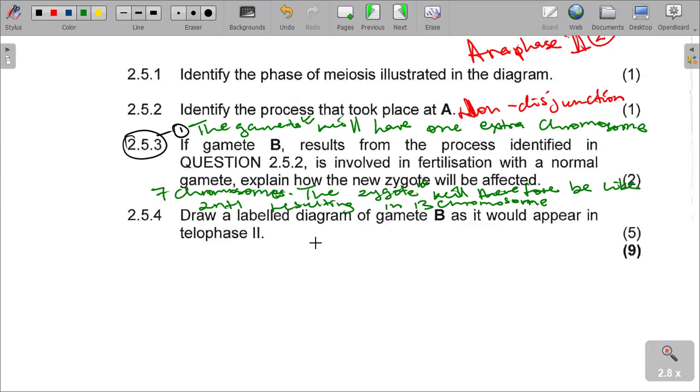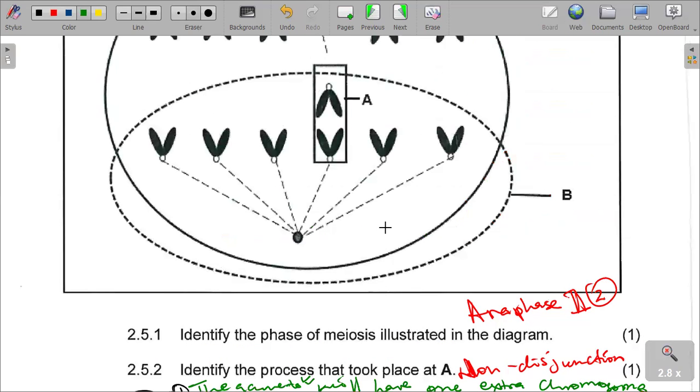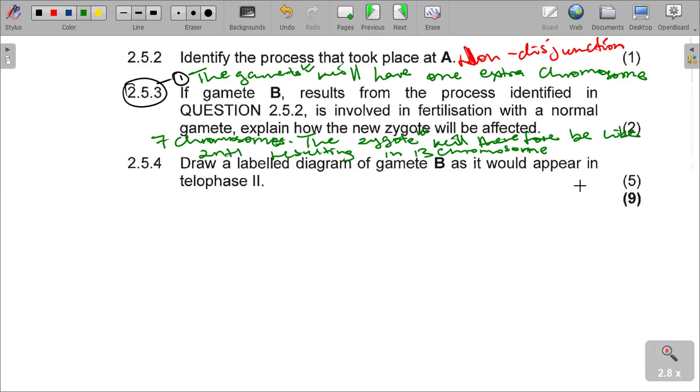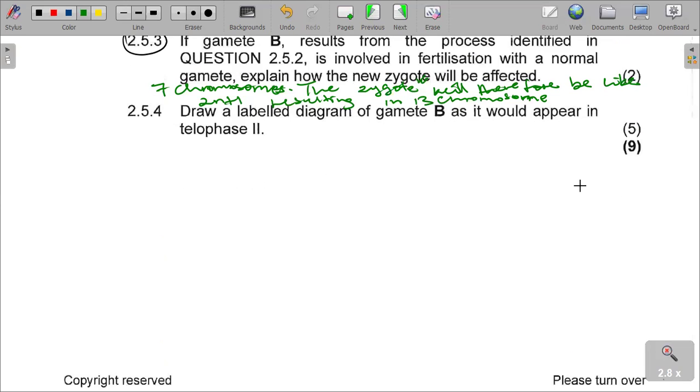And then draw a labeled diagram of gamete B as it would appear in telophase 2. Draw a diagram of gamete B, which is this one we got. Draw a diagram of B as it would appear in telophase 2. So we can just draw a simple diagram quickly to see the structure of gamete B during telophase.